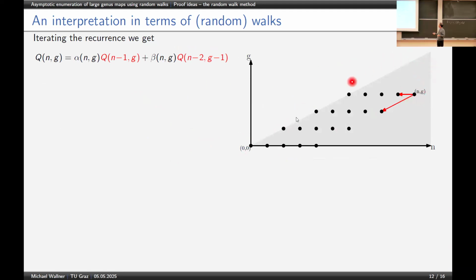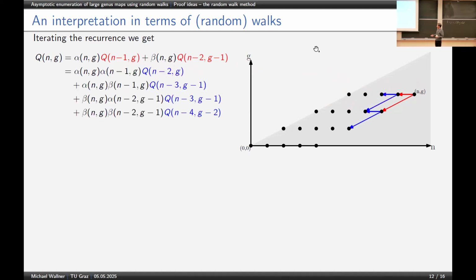And here in gray you see this triangular cone, which is basically the domain n is bigger than 2g. We can only live in that cone. It cannot leave this cone to the left or below. And the steps we can do, if we start at ng, we could go to the left, this is qn minus 1g, and we could go down with a step of -2, -1, okay? So this is the first step. And then we have weights here as well.